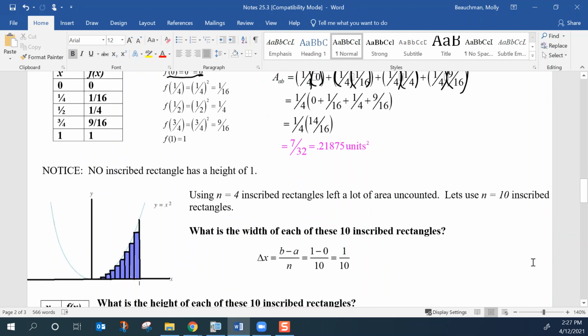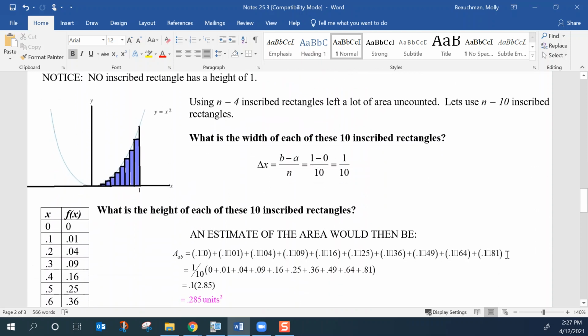Well, instead of using 4, you can use 10 inscribed rectangles. Notice, if we have 10 rectangles in here, then we have less space. And again, they're inscribed, so they're underneath the graph. The width of each of these is our total from 0 to 1 divided by 10, so the width of each is 1/10. Then we would have to find the height of each rectangle.